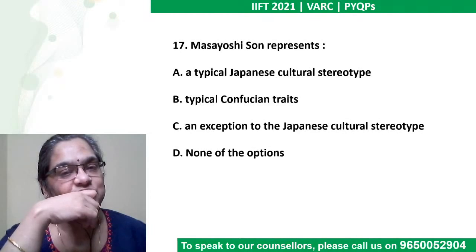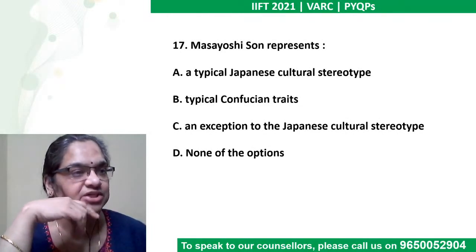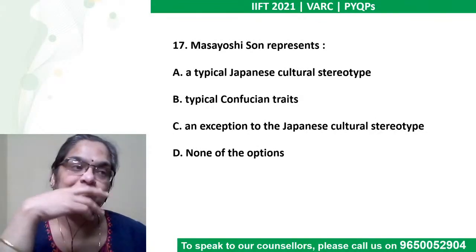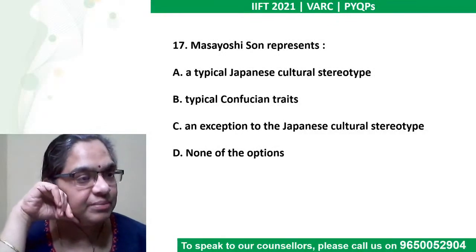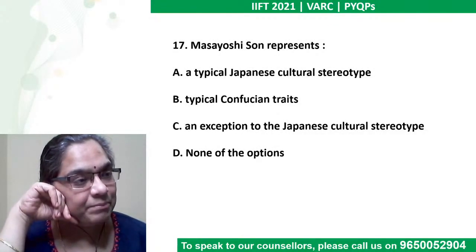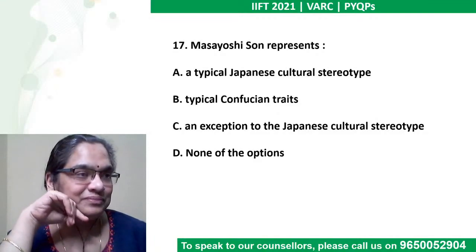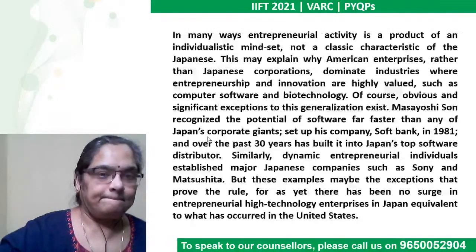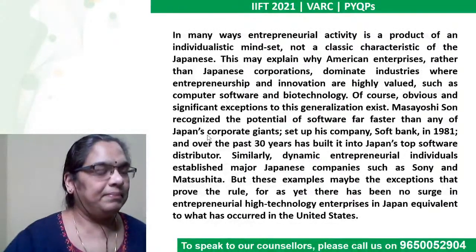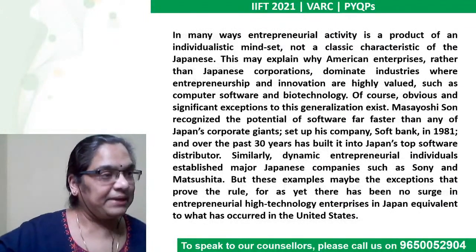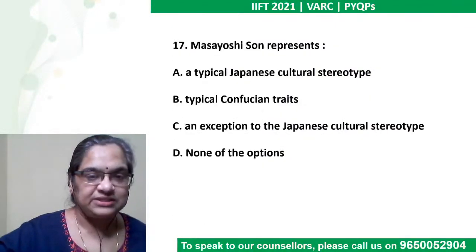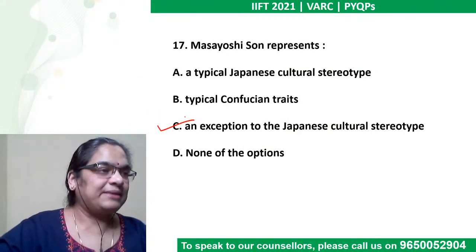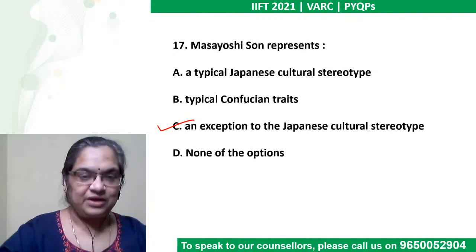Masayoshi Son represents what? Typical Japanese cultural stereotype, typical Confucian traits, exception to the Japanese cultural stereotypes, or none of the above. Please mark the question number before you mark the answer. I'm showing you the option again, the part of the passage. Okay, Pooja says 17. See, an exception. Of course, there are others who are exceptions to this. They set up something. All right, good.